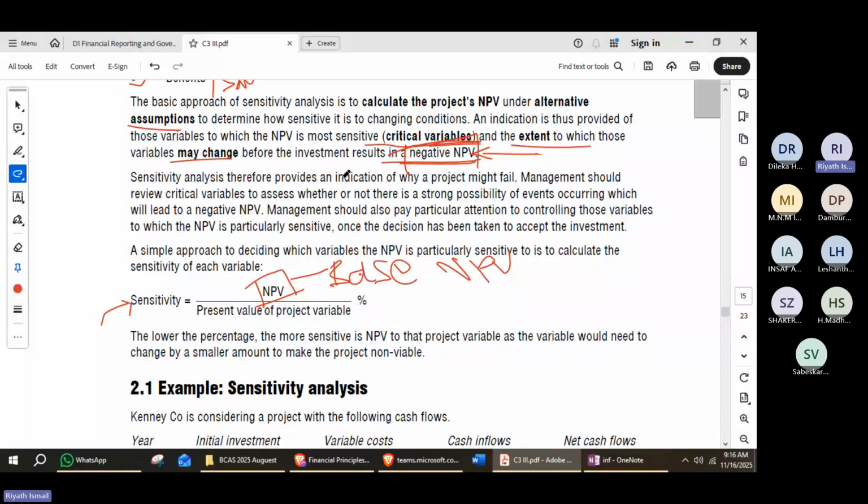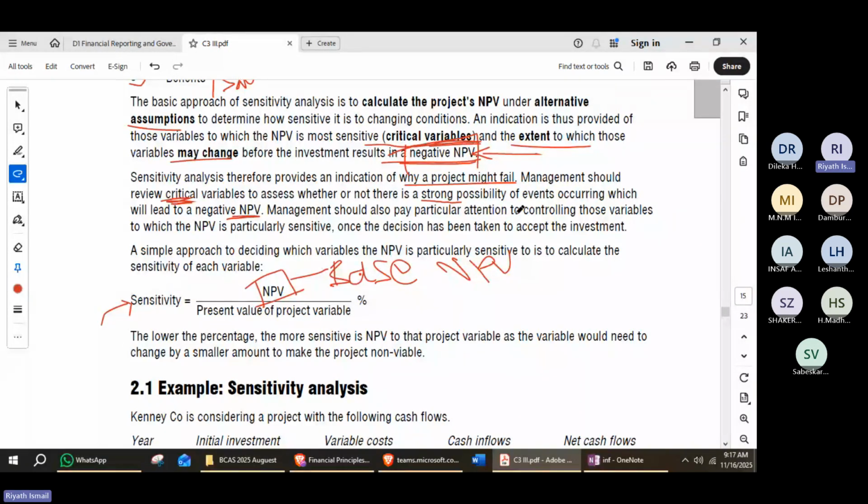Sensitivity analysis therefore provides an indication of why a project might fail. Most projects fail in companies because they fail to do sensitivity analysis, or they make different assumptions about a sensitive variable, so they may undermine a particular variable. Management should review critical variables, very important variables, to assess whether or not there is a strong possibility of events occurring which will lead to a negative NPV.